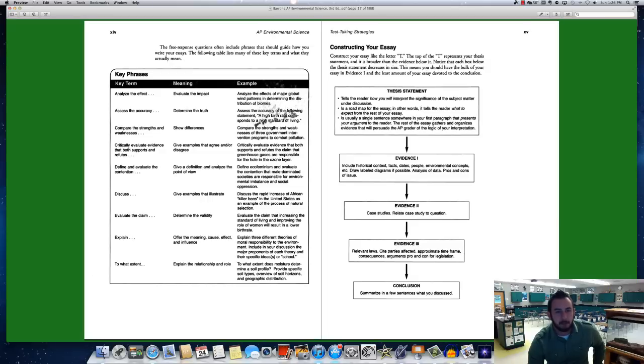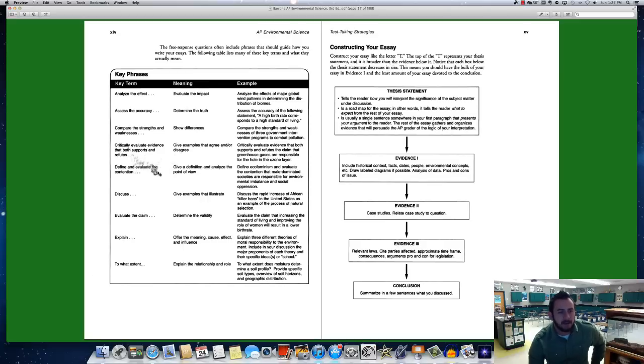A high birth rate corresponds to a high standard of living. Is that correct or false, and explain why? Compare the strengths and the weaknesses. Show the differences between comparing and contrasting. Okay? Critically evaluate evidence that both supports and refutes. Basically give examples that agree and or disagree of both sides.